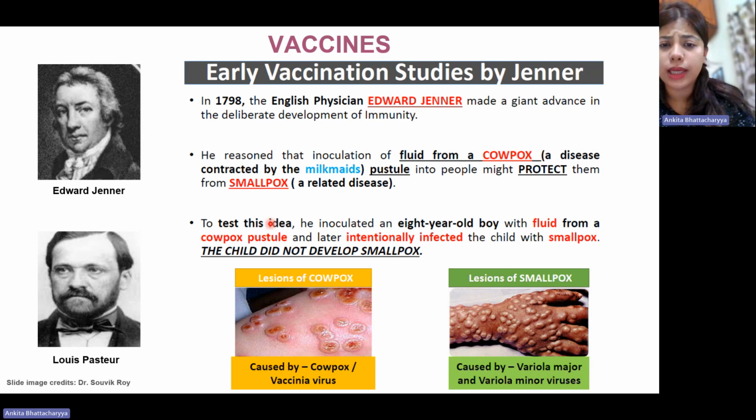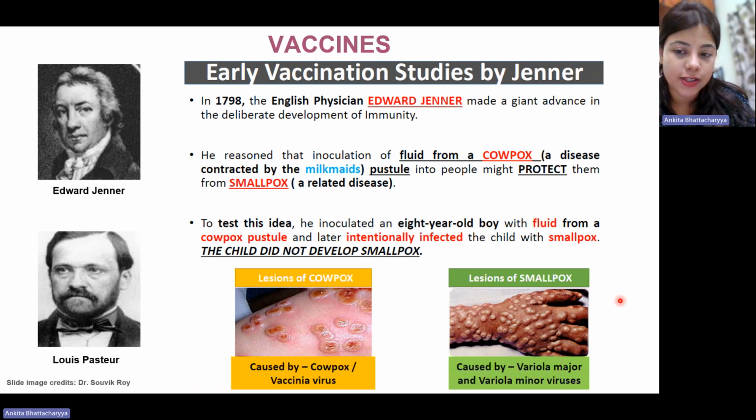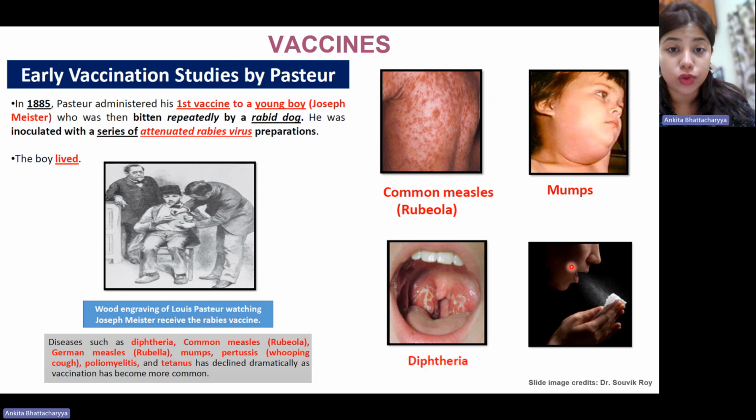So what he actually did to test this idea was that he inoculated an 8-year-old child with this fluid from a cowpox pustule, and then intentionally infected such a child with smallpox, and it turned out that the child does not develop the disease. What you have for reference at the bottom is the type of lesion that you get in cowpox patients caused by vaccinia virus versus lesions of smallpox, which is caused by variola major and variola minor viruses. You can see that they are quite distinct. But yeah, that's what happens there. And therefore, this idea itself was revolutionary.